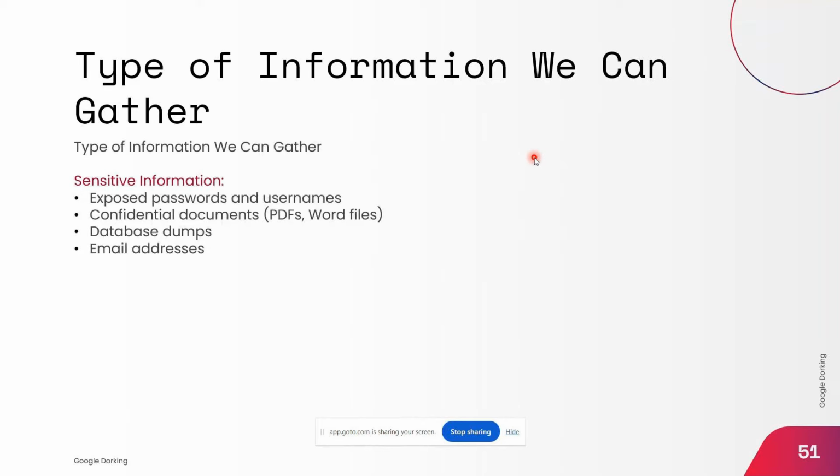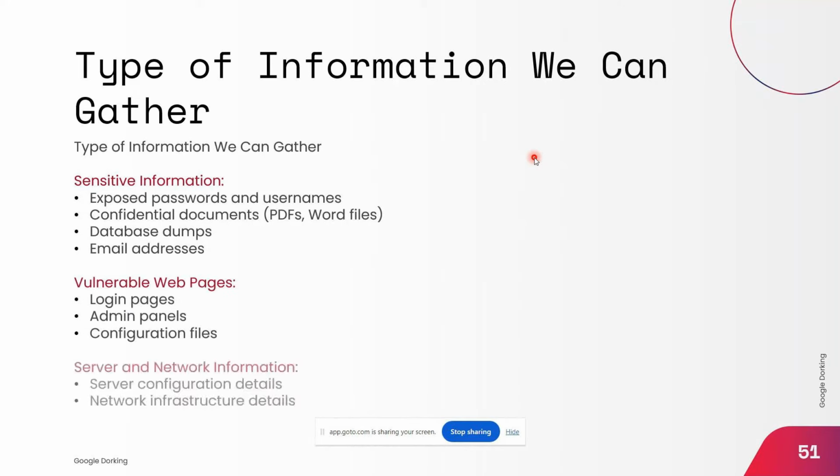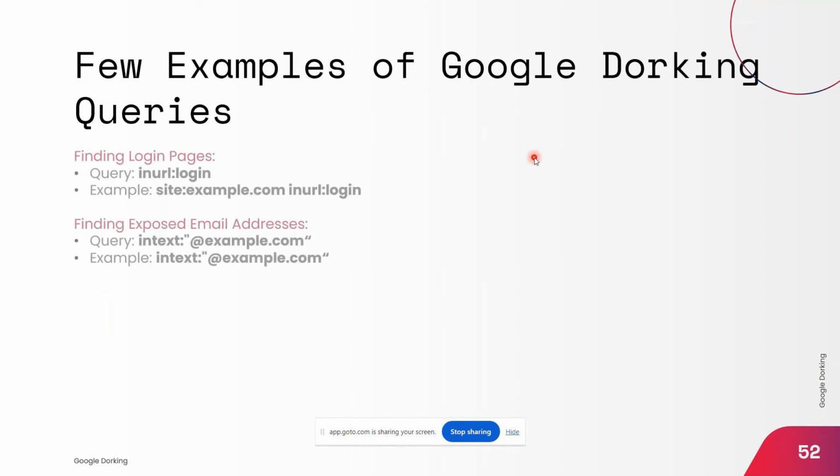Google dorks can help us identify sensitive information, vulnerable web pages, and misconfigured server-side networks. All of this information we can find with the help of Google dorking techniques. Here we have some example queries that we can use. I can also show you a practical example.